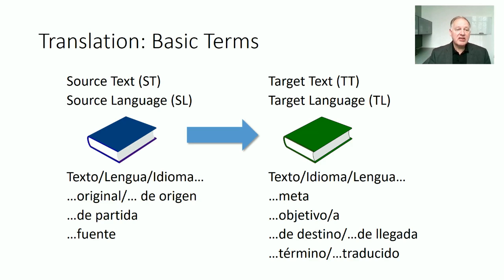And in Spanish, source text is texto original, or texto de partida, or texto fuente, literally. Or source language could be lengua or idioma original, idioma de origen, idioma o lengua de partida, or idioma fuente. On the other hand, right, target text is going to be texto meta or texto objetivo, texto de destino, or texto término. So those are all, as well as idioma meta, lengua meta, objetiva, etc.